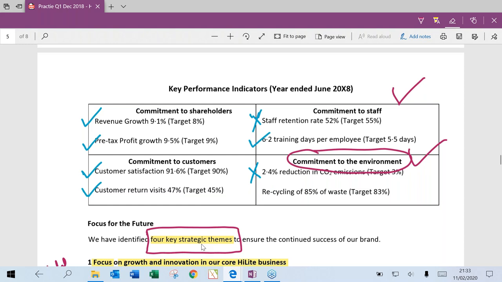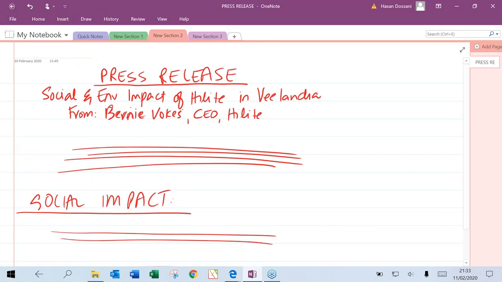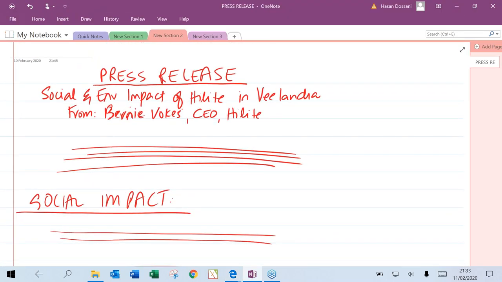And this is how you will draft your answer. The main thing I did, why I selected this question, number one, I wanted to show you the format of a press release. So it will have a heading, it will have a press release, and then it will have a heading, a from, an opening paragraph, and then you will come to the answers.